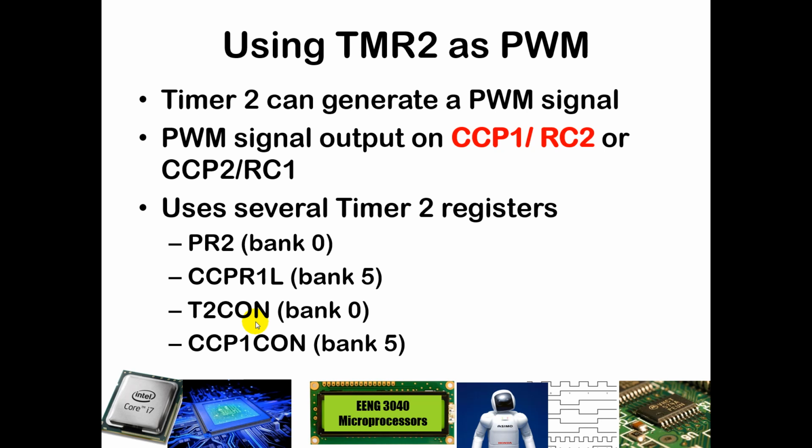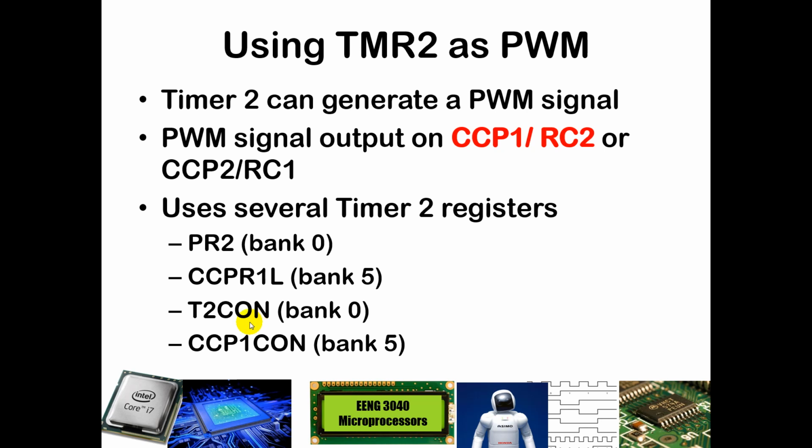There is CCP1, which is on pin RC2, and there's CCP2, which is on the same pin as RC1. So you can actually control two independent pulse width modulated signals if you wanted to control two motors. For our purposes in this class, we will be controlling only one motor, and we will be using the CCP1 module, which will produce an output on the RC2 pin. There are several different registers that we will need to configure in order to develop our PWM signal at the desired frequency and the desired period so that we can control our module.